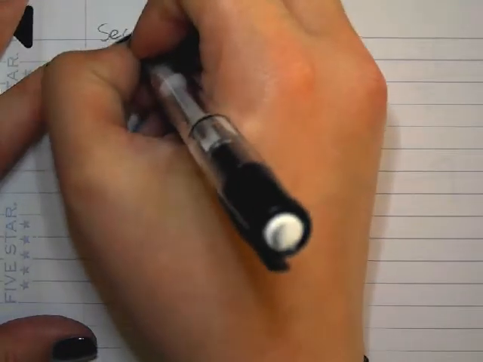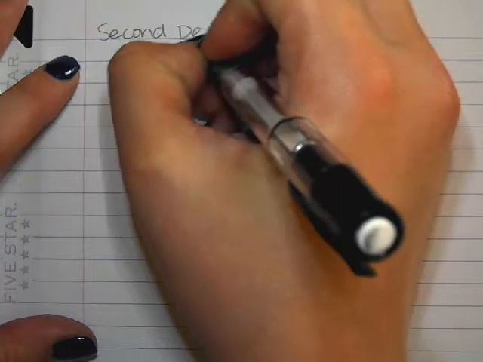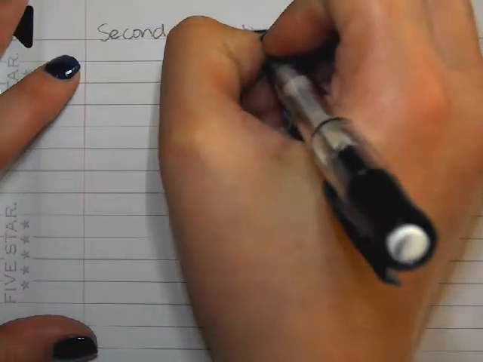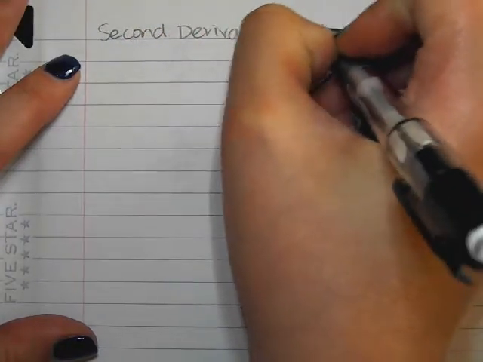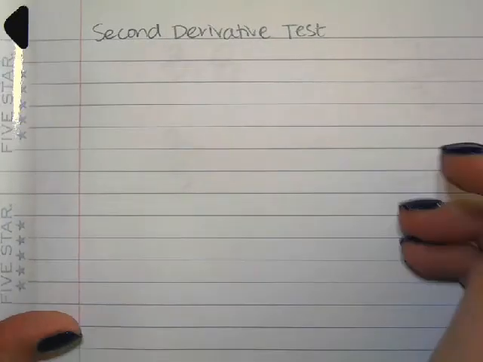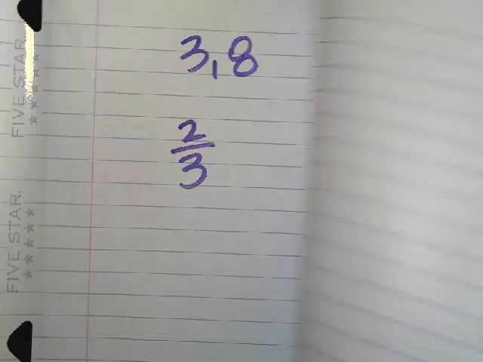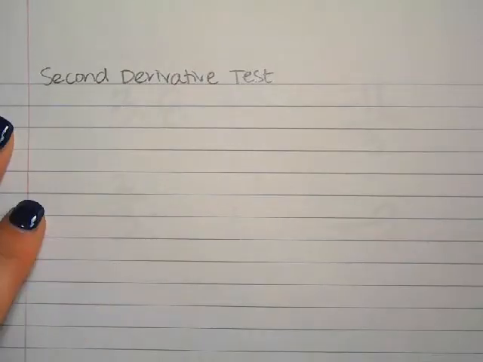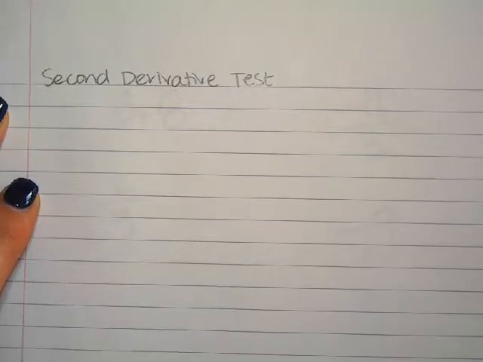Second derivative test. Go ahead and write the heading on the paper. What's showing through? That's not a blank sheet of paper. Well, hopefully I don't need it. All right. Second derivative test. All right. You guys stretch out your hands. Get them ready.